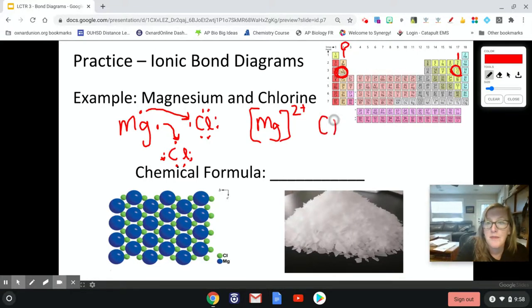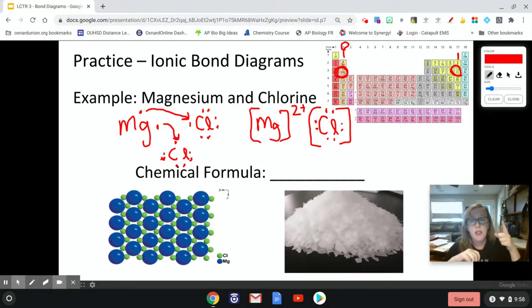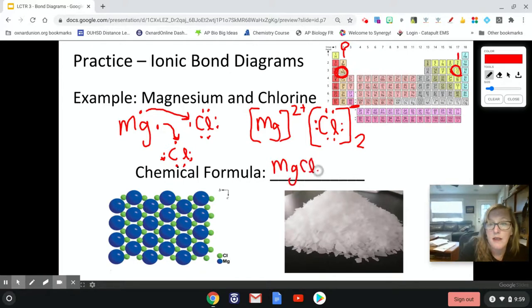The chlorines are now going to have a full 8 in their outer shell. So I draw the bracket with the 8 dots. Oops, there's the 8 dots inside. Each of those chlorines only gained 1. So its charge is a -1. However, I'm going to show that we needed 2 of the chlorines by putting a little subscript. I'm going to put that 2 at the bottom to show I needed 2 in the diagram to make every atom satisfied. That means our formula looks like this.